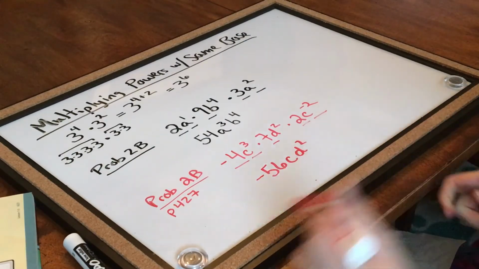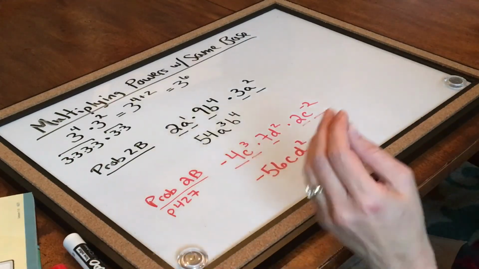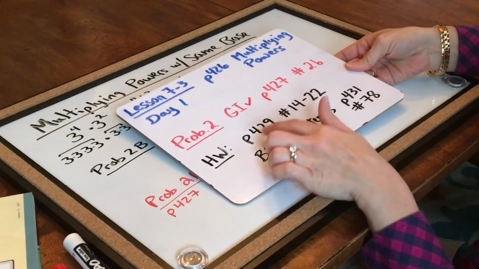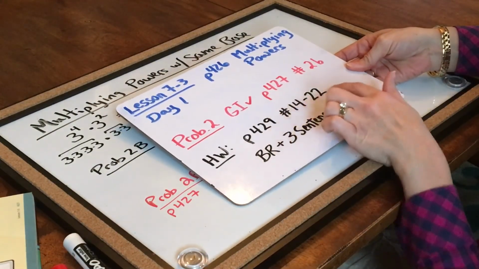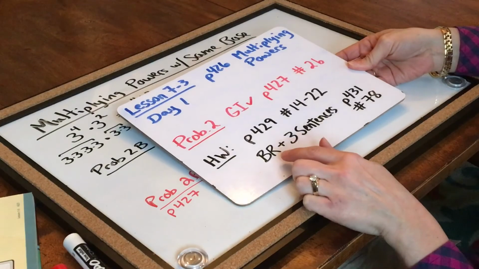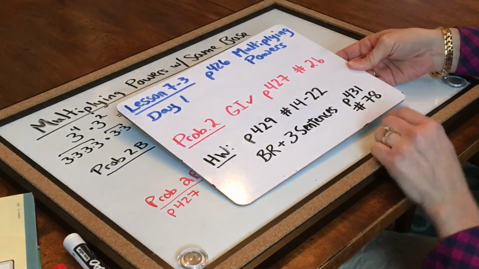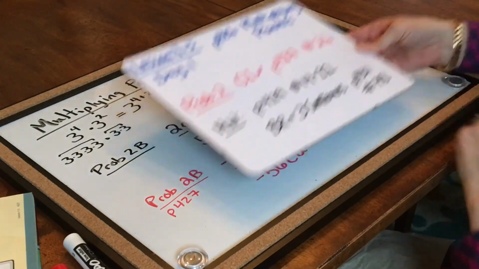Okay, that's it for the lesson for today. Please try your homework. So your homework is page 429, numbers 14 to 22. And then remember your bell ringer in 3 sentences review problem, page 431, number 78.